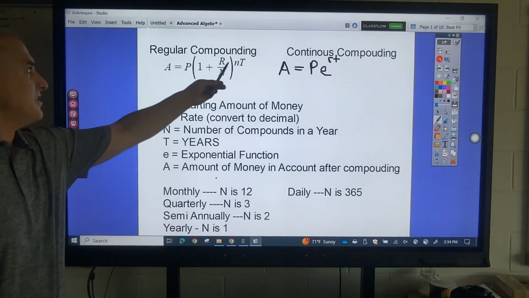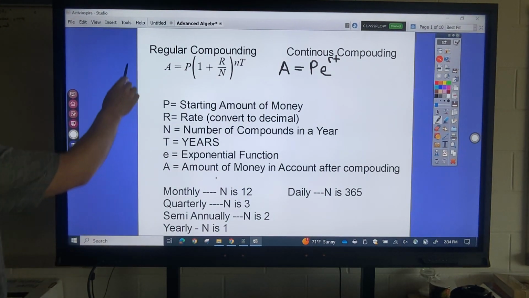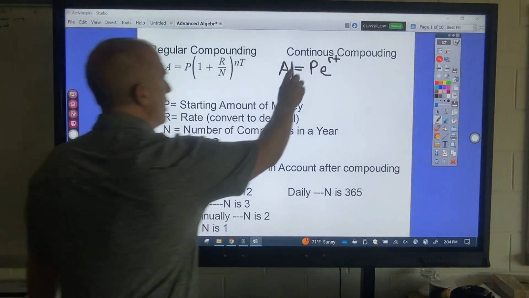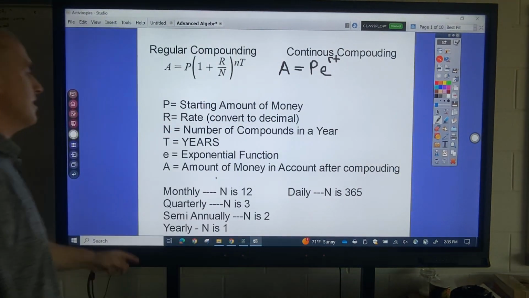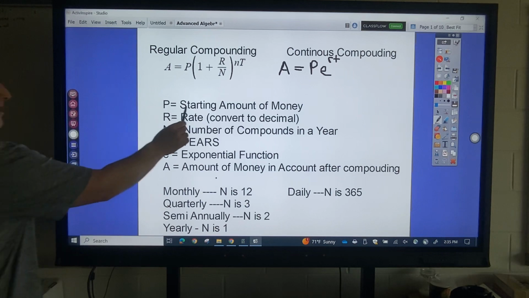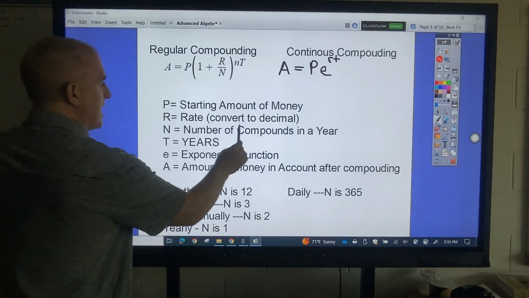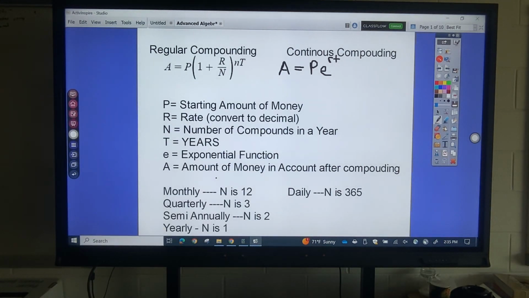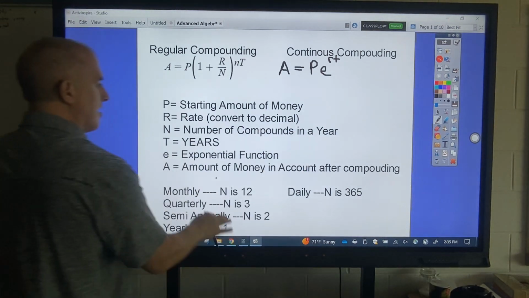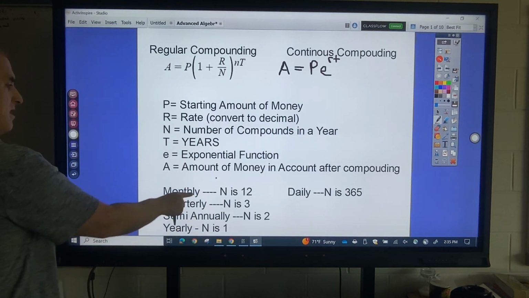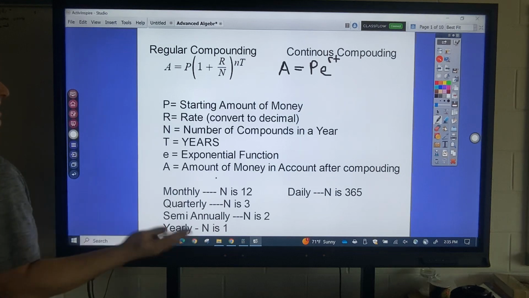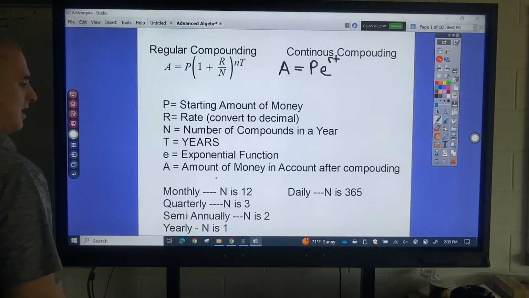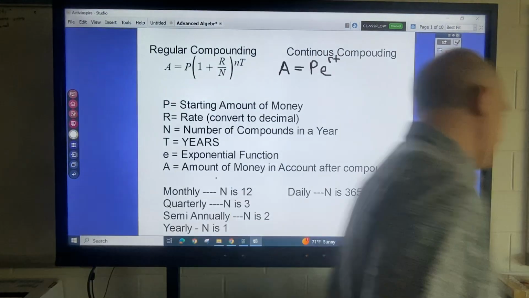There's two formulas. Now this is an exponent. You use this for regular compounding. You use this for continuous compounding. What P stands for is the amount of money you're starting with. R is the rate. You have to convert that to a decimal. N is the number of compounds in a year, so monthly would compound 12 times. Quarterly would compound 4.